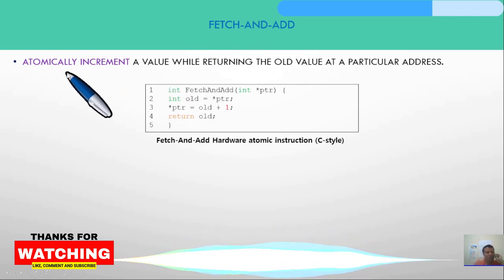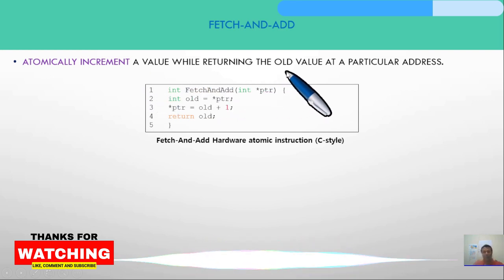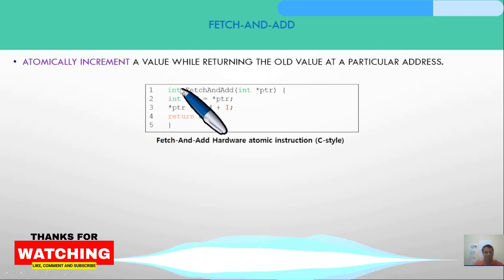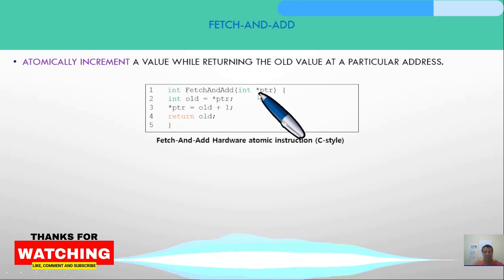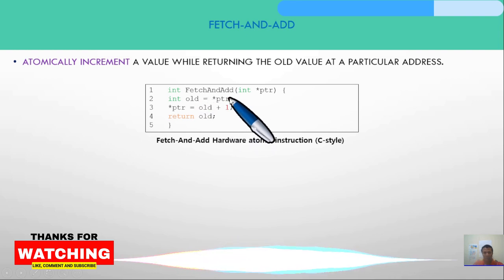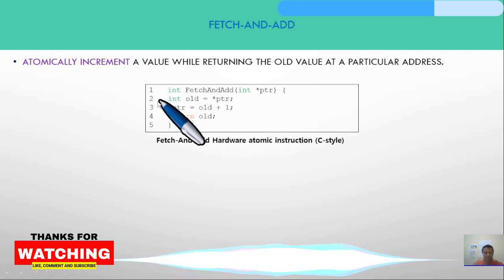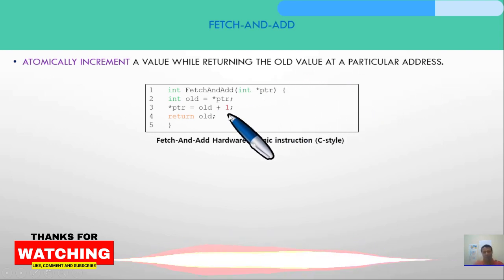This atomically increments a value while returning the old value at a particular address. So what does this mean? This is int fetch-and-add, where we have the pointer value here. So int old is the pointer, then the pointer is set to old plus 1, and then return old. This is how it atomically increments a value while returning the old value at a particular address. So remember, this one will always return the old value.